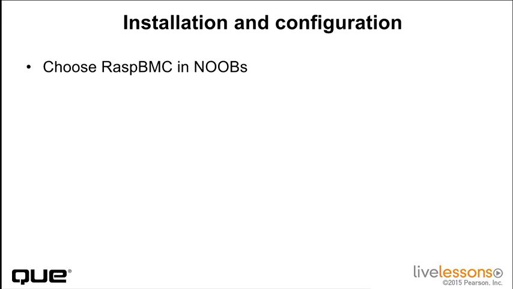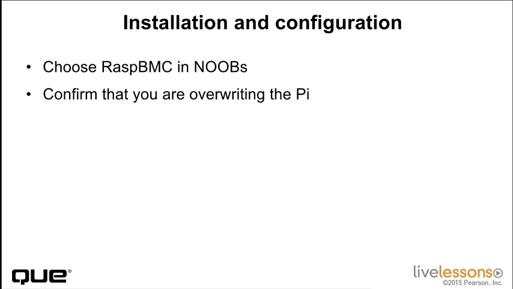We choose RaspBMC inside of Noobs. We confirm that we are going to overwrite the Pi with RaspBMC instead of Raspbian, and we understand that we will lose any content that we saved, for instance, on the desktop in Raspbian, unless we switch out the SD card to a new SD card. That is probably the best option because if we switch out the card, that means that we can easily switch between RaspBMC and Raspbian and any other OSs that we want to have on that particular Raspberry Pi at any given time with the switch of the SD card.